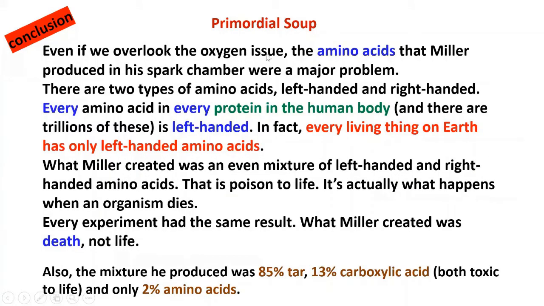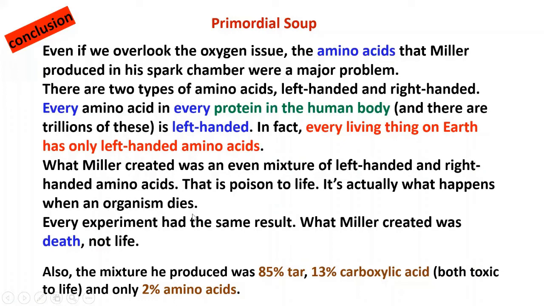Now, even if we overlook the oxygen issue, let's come back to the amino acids that Miller produced in his spark chamber. The acids were a major problem. There are basically two types of amino acids, the left-handed and the right-handed. And every amino acid in every protein in our human body, and there are trillions of these, every protein is left-handed. In fact, every living thing on Earth has only left-handed amino acids. So what Miller created was an even mixture of left-handed and right-handed amino acids. And that is poison to life. It's actually what happens when an organism dies. When an organism dies, the left-handed amino acids will convert into right-handed.